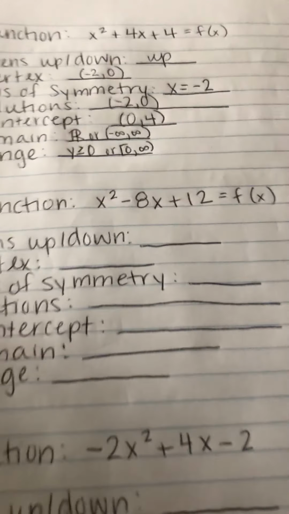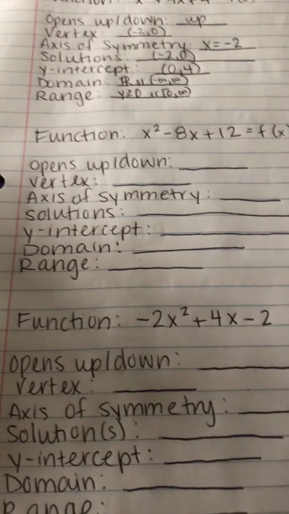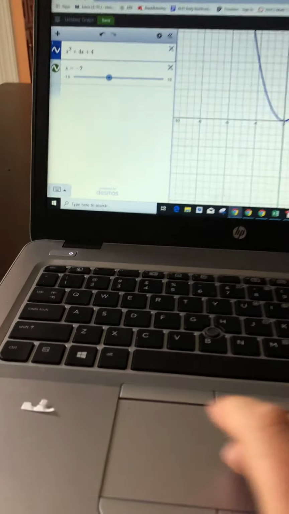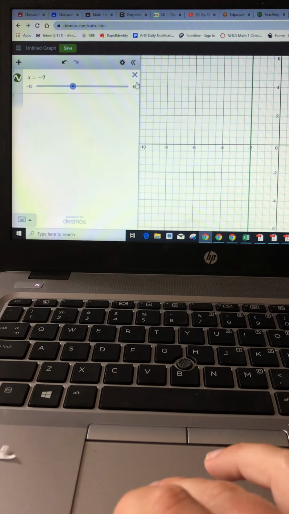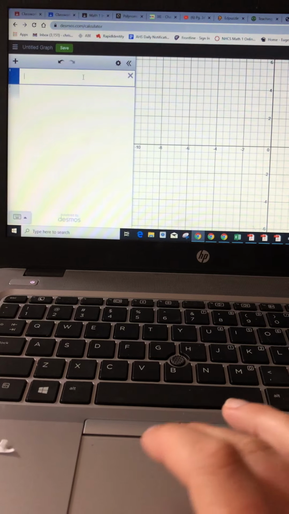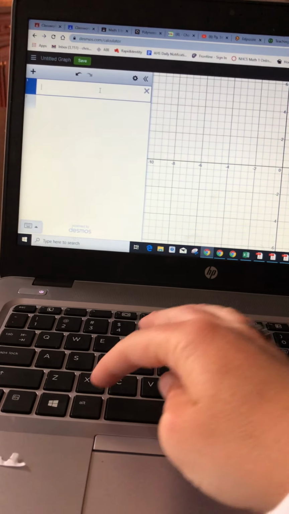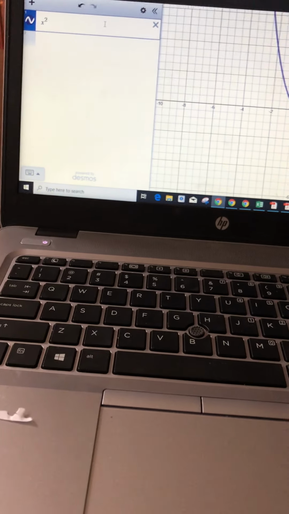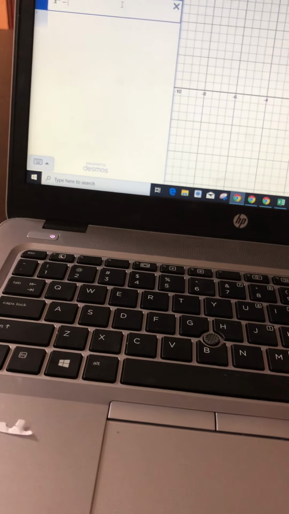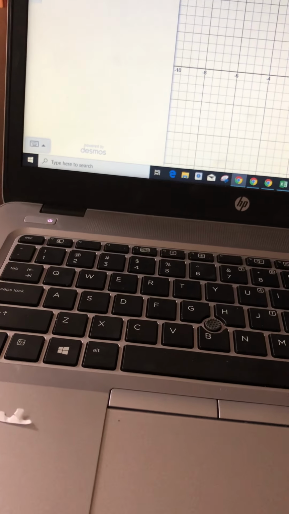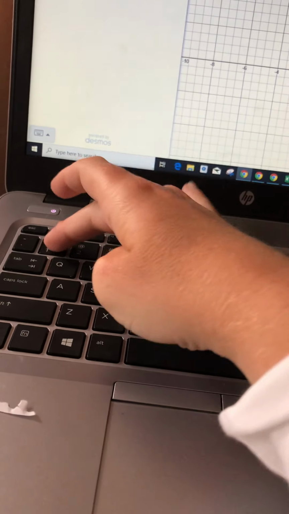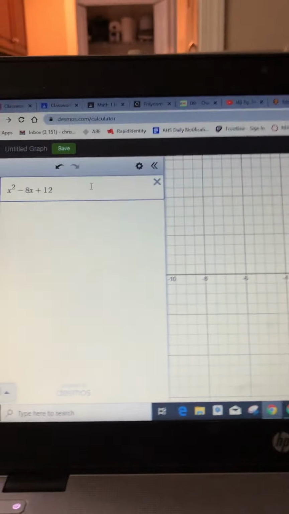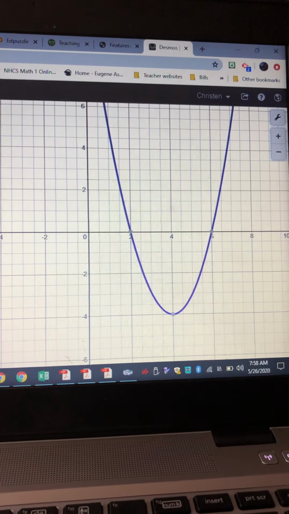All right, so we're going to go ahead and do our next function here. So I'm going to erase all of this stuff, and I'm going to type in my next function, which is x squared minus 8x plus 12. So there's that one, and that's the graph that they gave us right here.